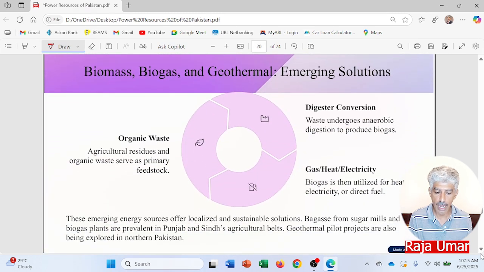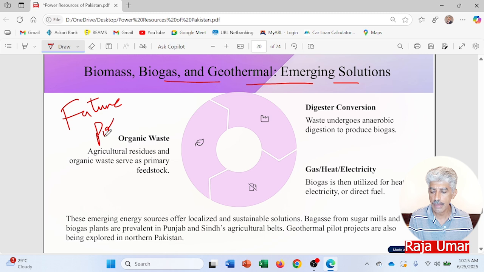So now I want to wind up the whole of the lesson today. And biomass, biogas, and geothermal are emerging solutions. I mean, these are the future prospects of Pakistan towards power generation.